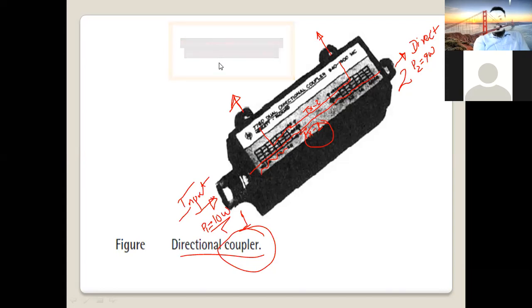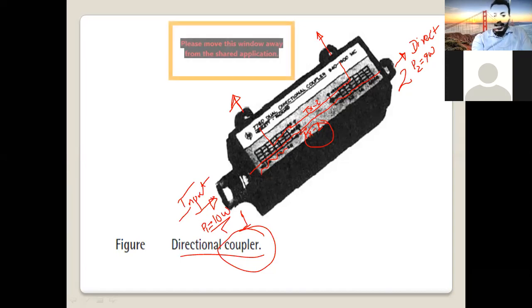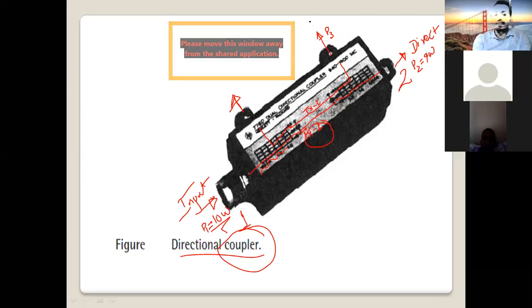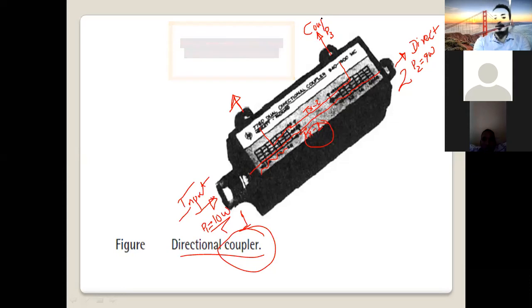So this 1 watt signal, a small part of the signal, will be coupled to which transmission line? Transferred from TX1 to TX2. And this goes to port number 3, P3 here. This port number 3 is called the coupled port. It's called what? The coupled port.